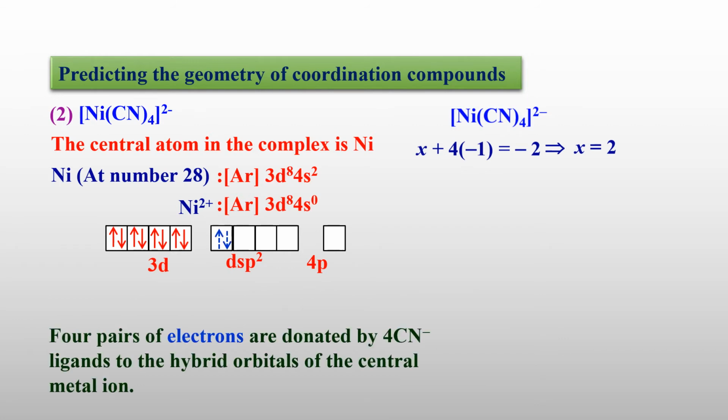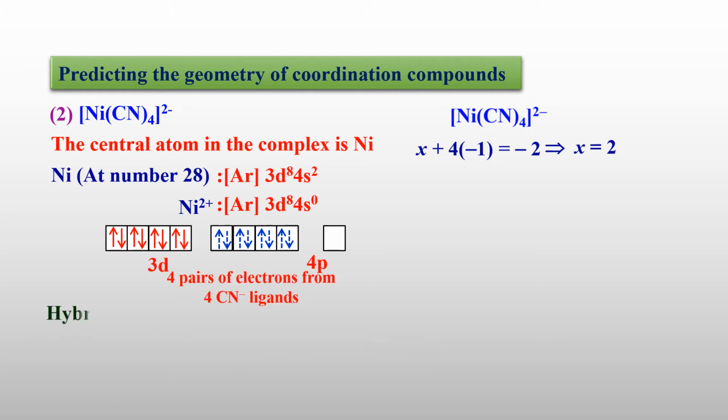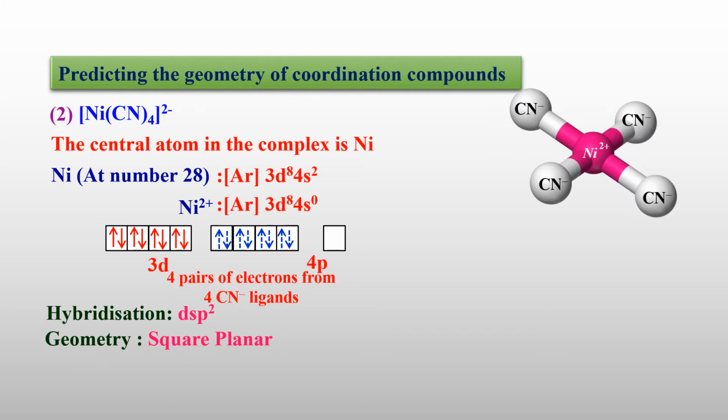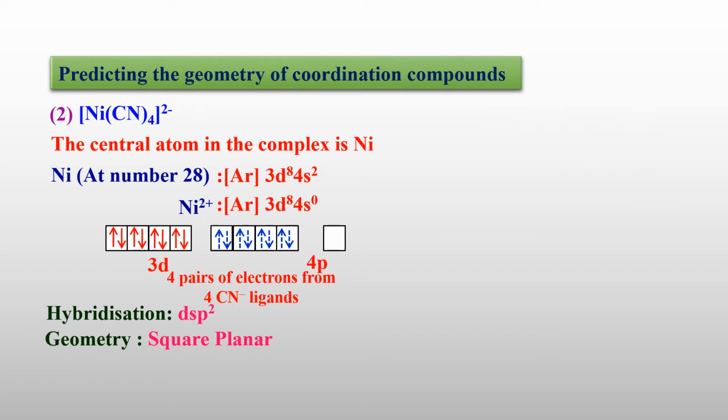Now if you fill the electrons, you have to fill the dsp2 orbitals. Hence the hybridization state of the complex is dsp2, and the geometry is square planar. Then see whether any unpaired electrons are present. There are no unpaired electrons, it is completely filled, hence it is also diamagnetic in nature.